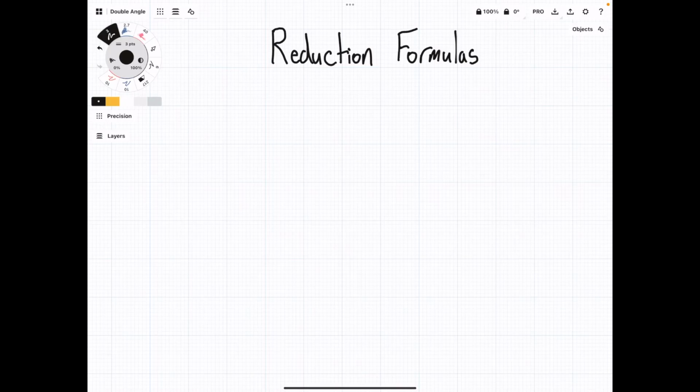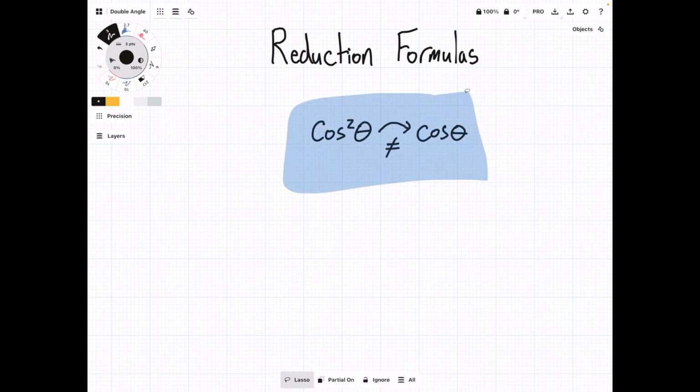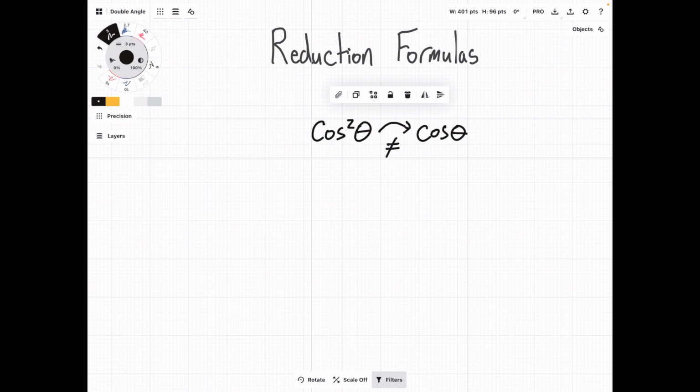In this video, we're going to derive the reduction formulas for cosine, sine, and tangent. From a high level, what these reduction formulas let us do is take higher powers of the trig functions, so for example, cosine squared of theta, and rewrite them in terms of the first power of that trig function. Obviously, it's not as easy as just setting these two equal to each other, so this video is going to focus on how we can figure out the formula to do this sort of conversion.